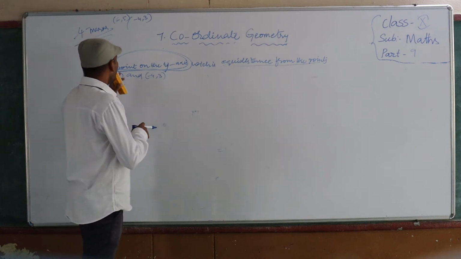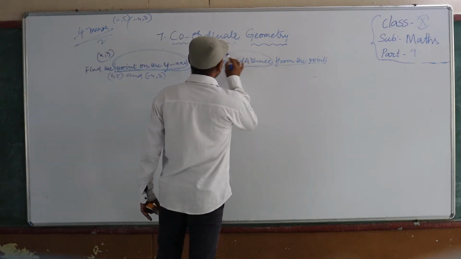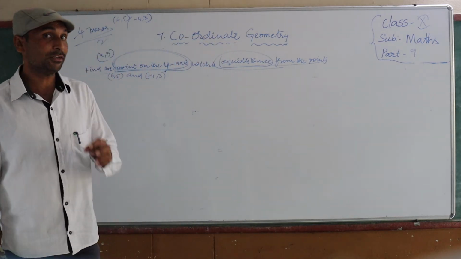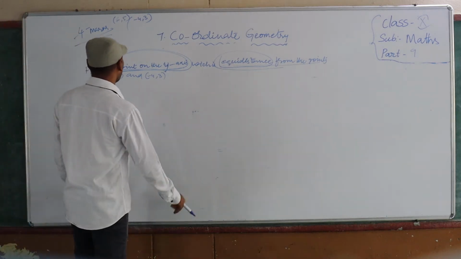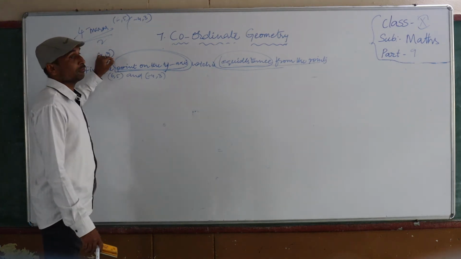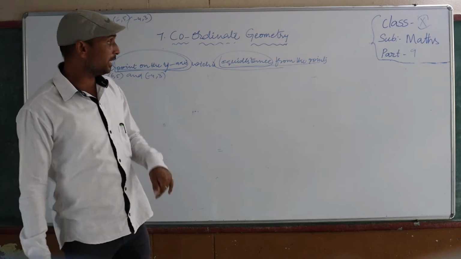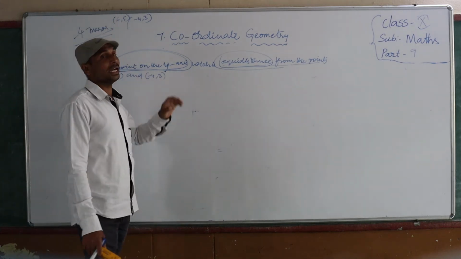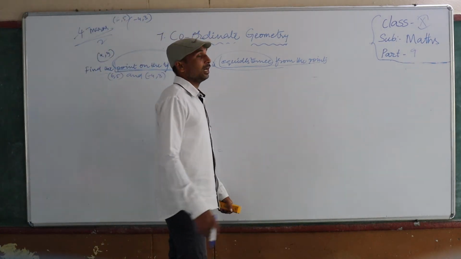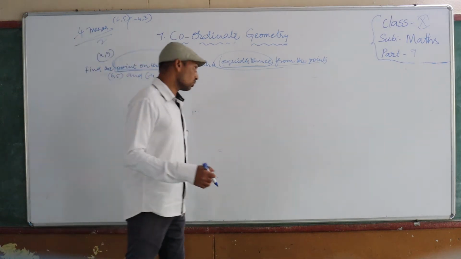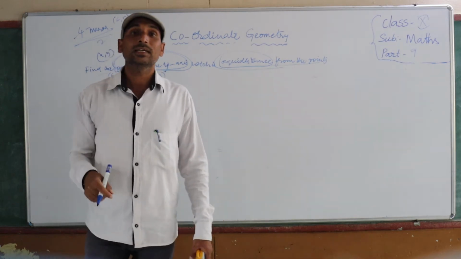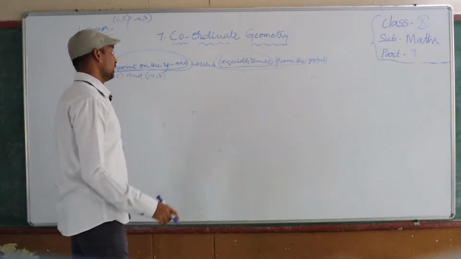See children, and that point is equidistant from the points. It is the same as the previous question we discussed in the previous class. In the previous class they directly gave the point as x and y. But here, the point on the y-axis, that is important. So can you say the point which lies on the y-axis? When they ask for a point on the y-axis, the x value is 0, that you remember.